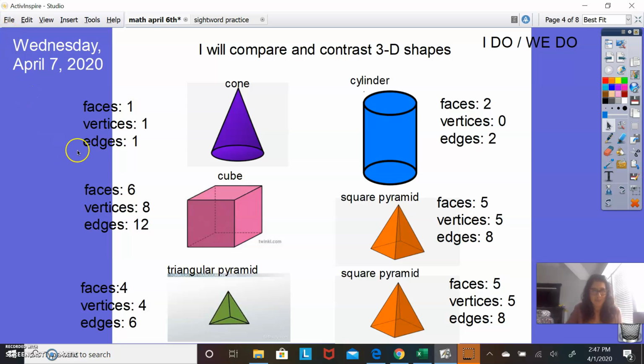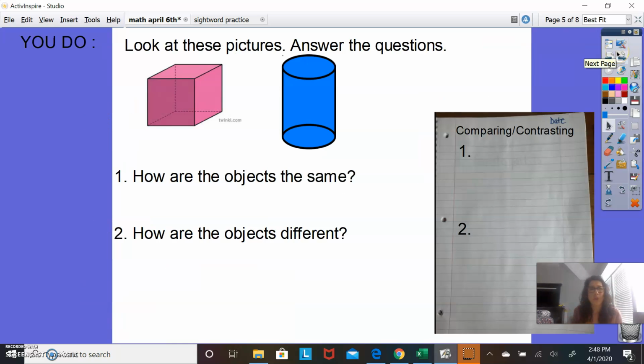Okay, so we talked about some of the things that were same and different between the shapes. We talked about how before you can compare and contrast the shapes, you need to be able to describe the shapes by their faces, vertices, and edges. So let's move on to your journal entry for Wednesday. You're going to look at these 2 pictures, the cube and the cylinder, and you're going to tell me how the objects are the same and how the objects are different.